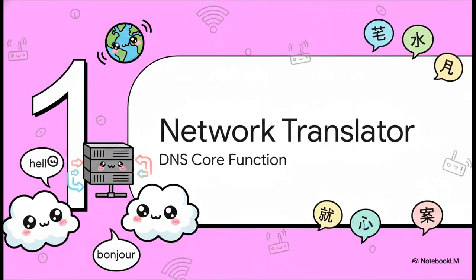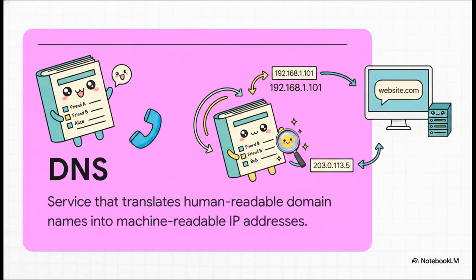All right, kicking things off with Section 1, the network's master translator. Let's look at how our network translates languages right at the foundational level. The domain name system, or DNS, is literally a massive digital phone book. I mean, you don't memorize a friend's 10-digit phone number, right? You just tap their name in your contacts. DNS does the exact same thing for a network.